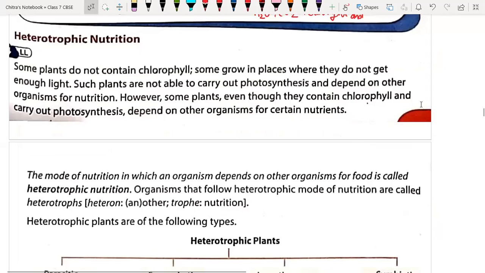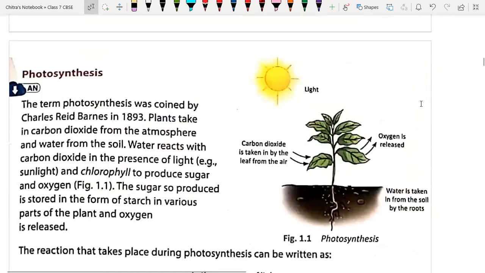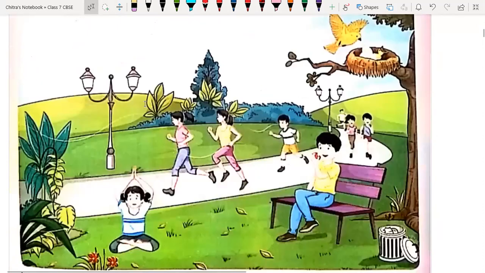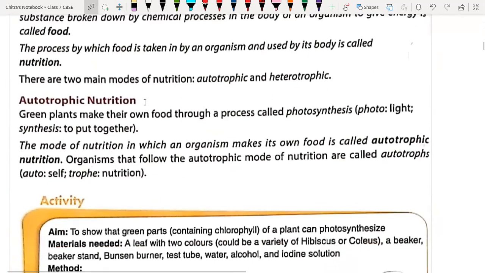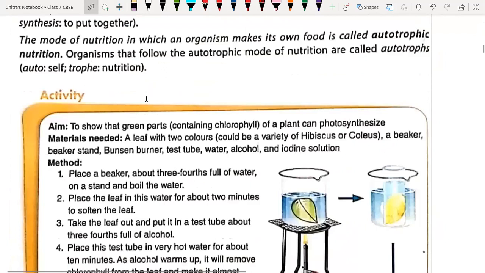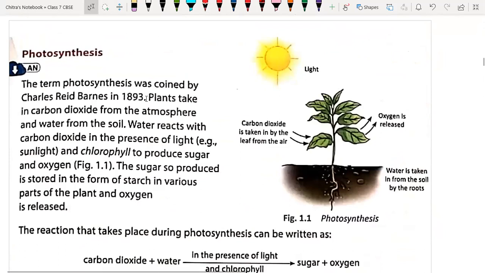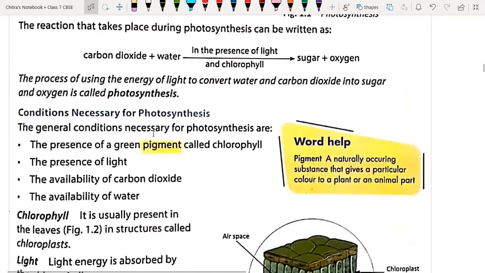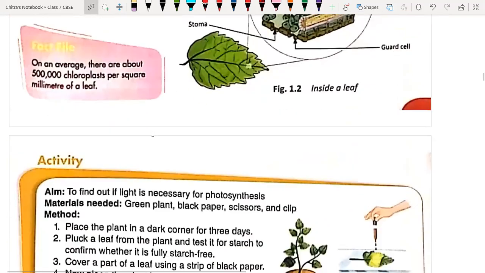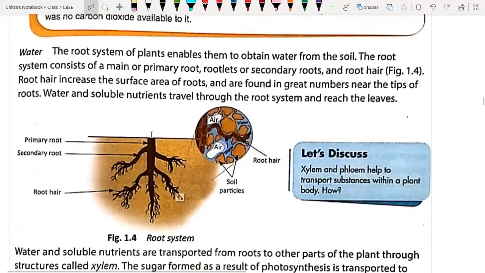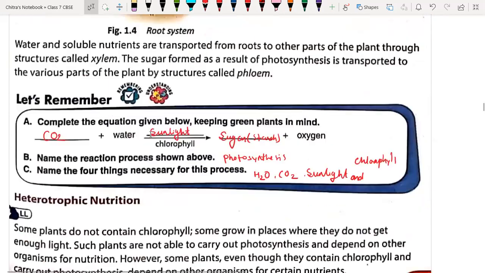We have already started our first chapter, which is nutrition in plants. In nutrition in plants, we already discussed the introduction, what is nutrition, and the types of nutrition. In that, we discussed autotrophic nutrition in detail, and the things responsible for the process of photosynthesis. We discussed photosynthesis in detail in the last class: chlorophyll, light, carbon dioxide and water. We did an activity also and went through the homework.